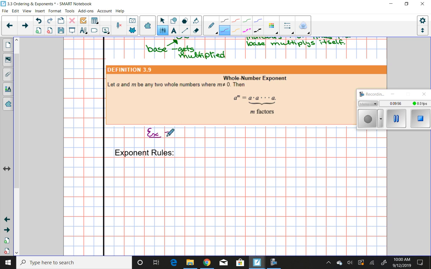Okay, let's get an example. Let's do 3 to the 5th power, right? So that's in exponential notation. It's in exponent notation because there's an exponent in it.